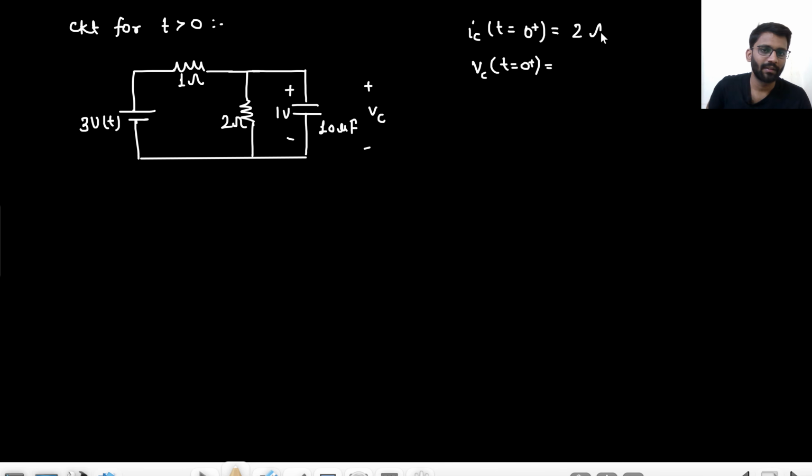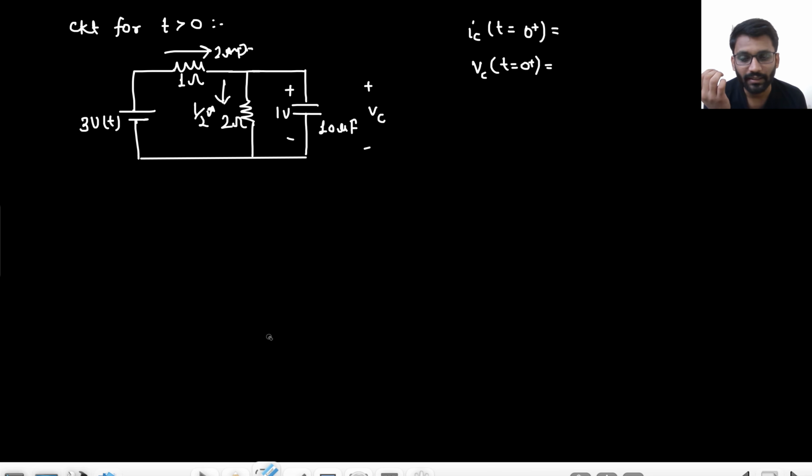2 ampere, right? Because this will be replaced with a 1 volt battery. If this is 1 volt, this is 3 volt. So 2 by 1, that means 2 ampere current is flowing. And this 1 volt will take half ampere as well. So the current would be 1.5 ampere. Okay, IC at t equals to 0 plus.